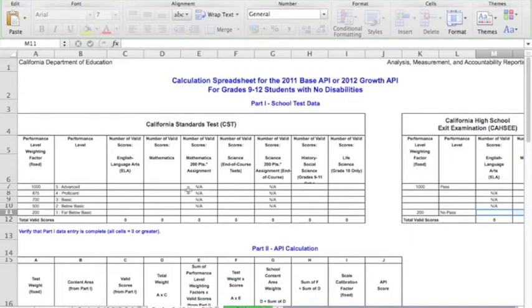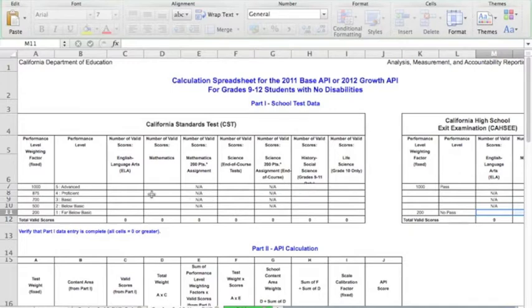So you're going to go to the section up here that corresponds to your subject. If you're in math, you would use this column, English right here. Science, you'd use this column. And then history is going to go right here. So we're going to punch Brian's scores in.